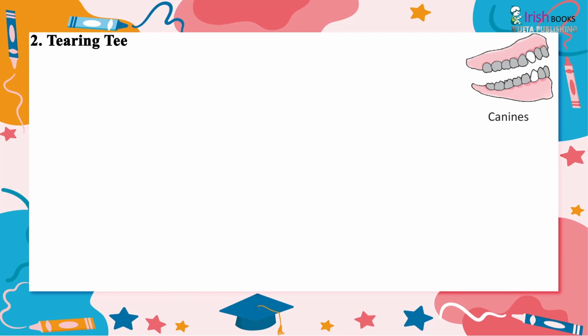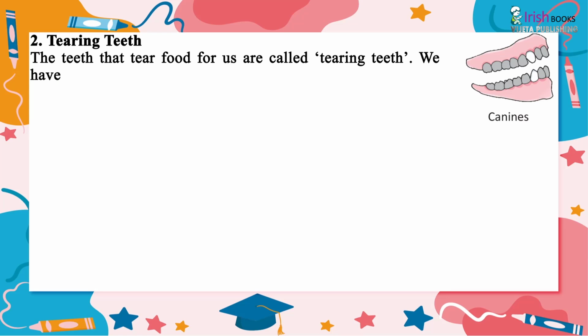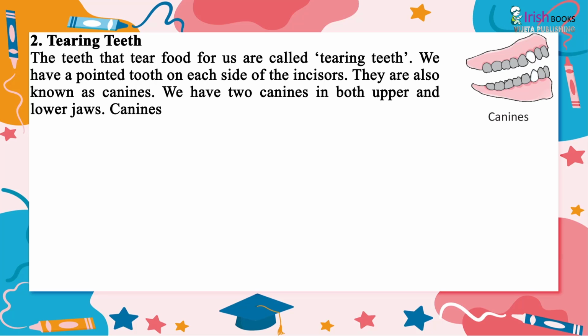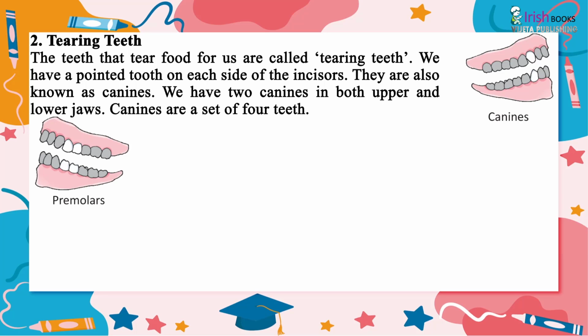2. Tearing teeth. The teeth that tear food for us are called tearing teeth. We have a pointed tooth on each side of the incisors. They are also known as canines. We have 2 canines in both upper and lower jaws. Canines are a set of 4 teeth.